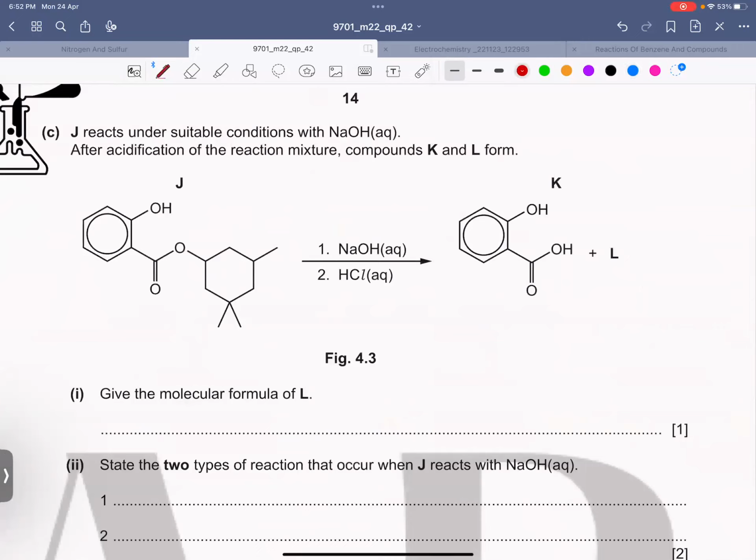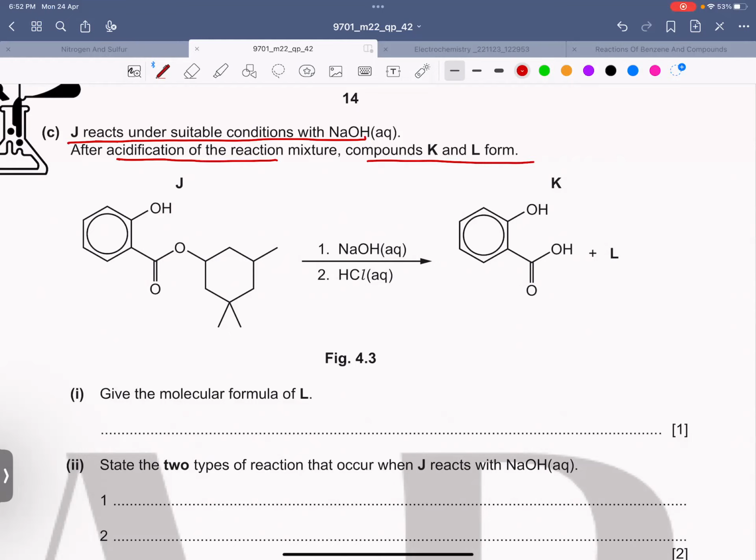Now, C part. J reacts under suitable conditions with NaOH. After acidification of the reaction mixture, compounds K and L are formed. Give the molecular formula of L. So can anybody figure out what L is?